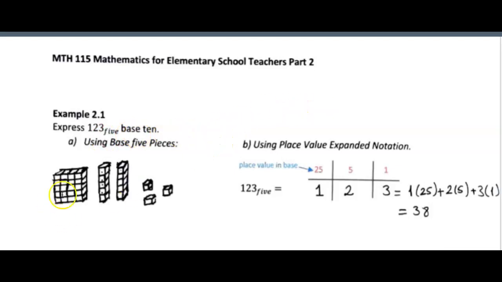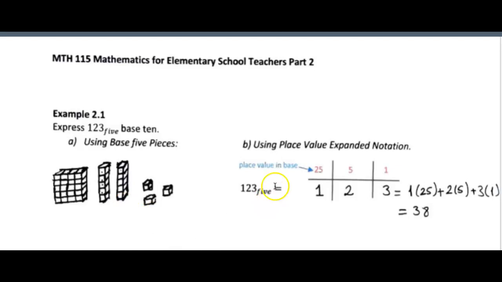We are going to use the pieces. Let's look up the pieces. I have here 3 units right there. I draw pretty bad. As soon as I realized I draw bad, I actually copied and pasted for the next following pictures. And then I have 2 longs, and I have 1 flat. This is the visual expression.